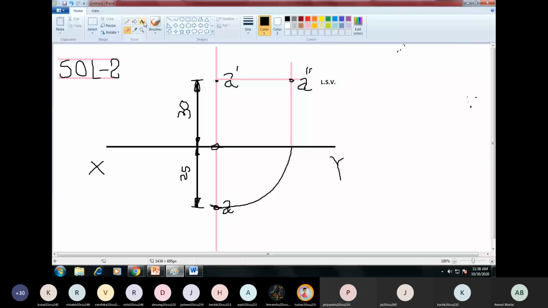ठीक है. So this completes your solution number 2. If you want, you can take a screenshot for future reference. ऐसा फ्रंट व्यू टॉप व्यू तो आपने बना ही लिया था, साइड व्यू के लिए आप कर लो.